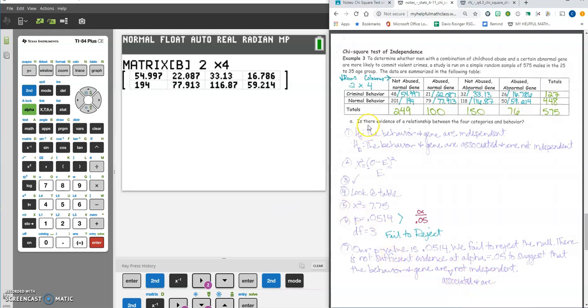I hope this helps you to figure out how to do a chi-square test of independence. Again, we use the test of independence when it deals with 2 or more variables.